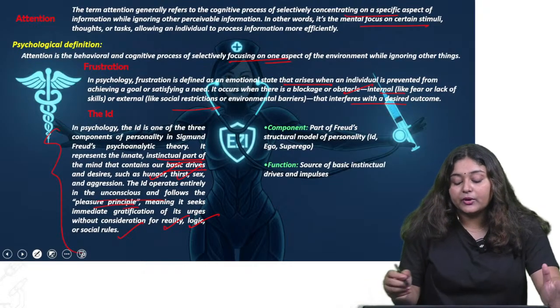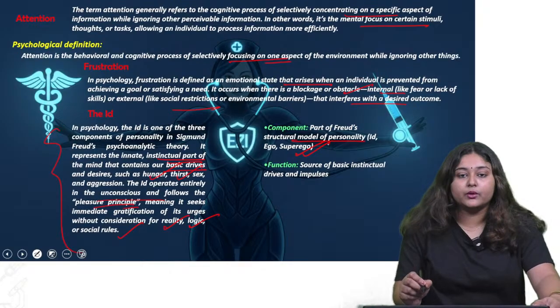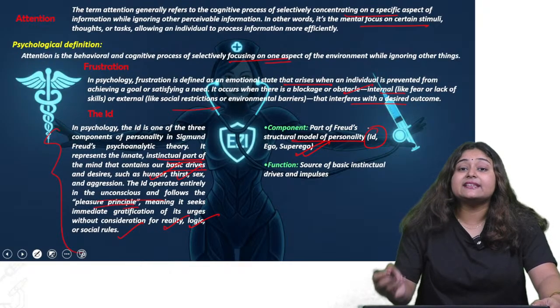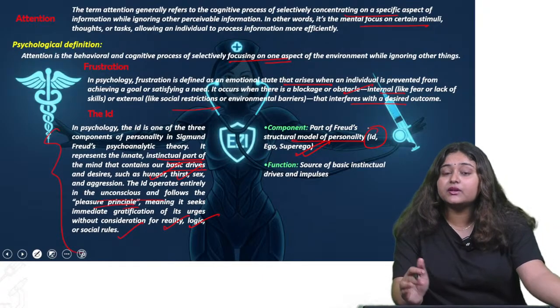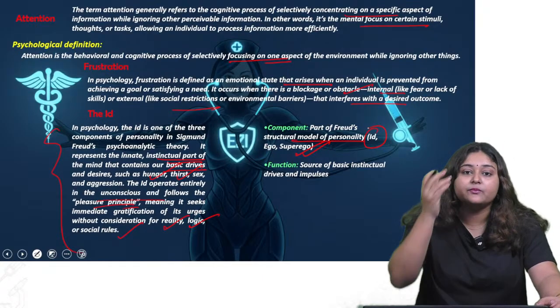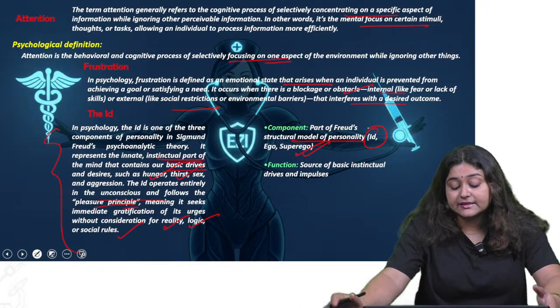So what are the components of Freud's structural model of personality? Id, ego and then superego. Okay, so the id is the basic one. Next come to the ego. If your id is not satisfied, then your id will convert into the ego, and if your ego is also not satisfied, then it is converted into the superego.